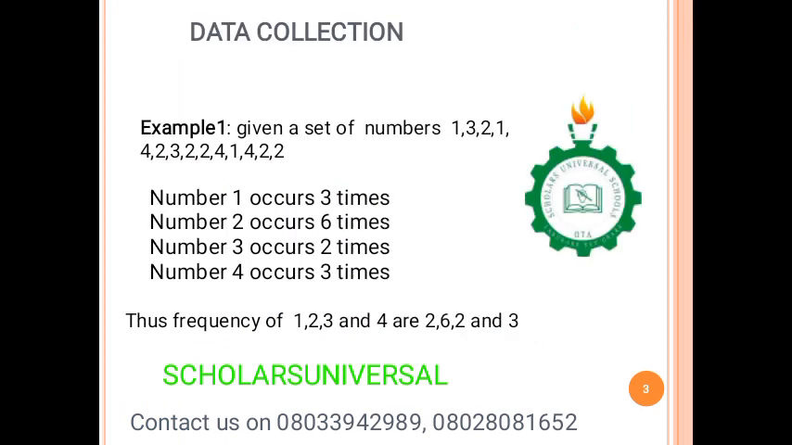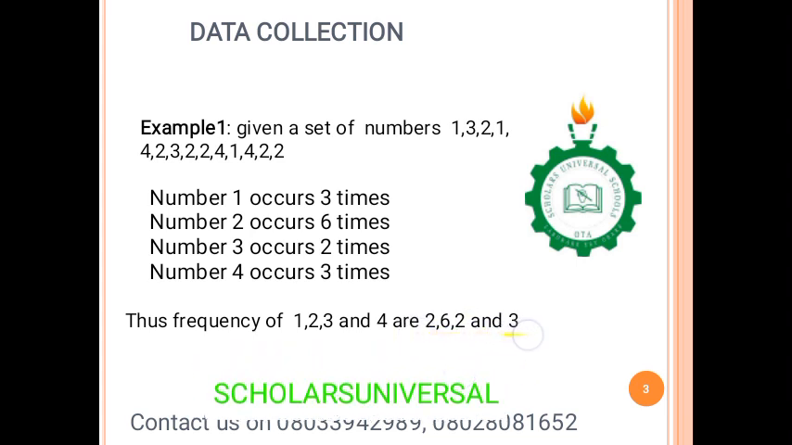Let's move on. Let's look at this data given to us. Example 1, given a set of numbers 1, 3, 2, 1, 4, 2, 3, 2, 2, 4, 1, 4, 2, 2. Number 1 occurs 3 times. Number 2 occurs 6 times. Number 3 occurs 2 times. Number 4 occurs 3 times. That means we can represent all these on our frequency table, which means 1, 2, 3, 4, and the number of their occurrence.